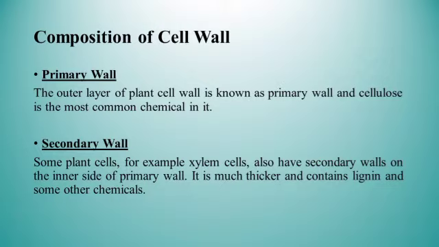Some plant cells, for example xylem cells, also have secondary walls on the inner side of primary wall. प्राइमरी वॉल के अंदर वाली साइड पे एक और वॉल होती है जिसको हम सेकेंडरी वॉल कहते हैं. ये थिकर होती है प्राइमरी वॉल से, एंड इट कंटेन्स लिग्निन एंड सम अदर केमिकल्स. सो लिग्निन इज द मेन केमिकल ऑफ सेकेंडरी वॉल.